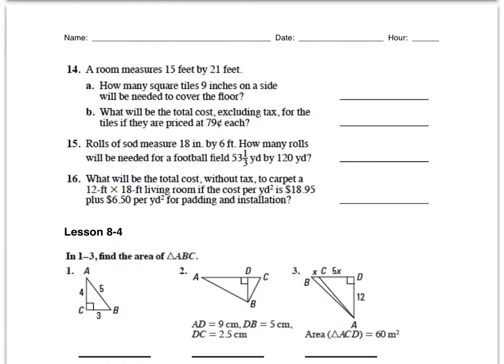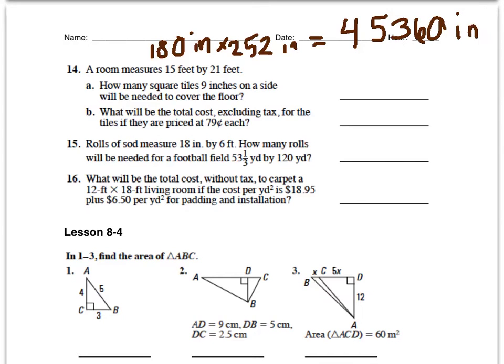There's 12 inches in a foot, so I do 15 times 12 to get 180 inches for one dimension, and 21 times 12 to get 252 for my other dimension. Now, if I multiply these, I will get the area in square inches of my room. 180 times 252 tells me my total room is 45,360 square inches.